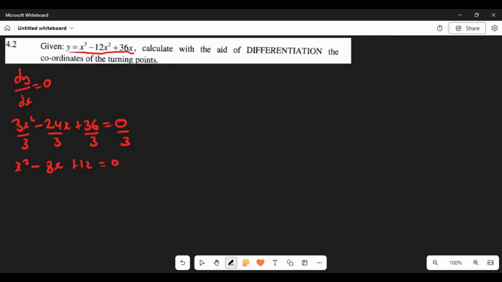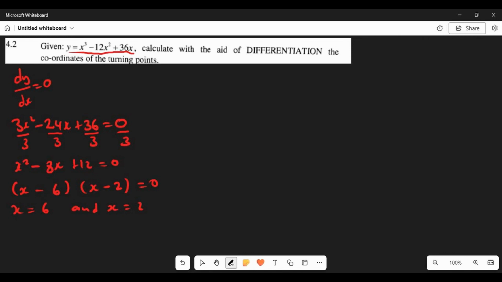So now it's time for us to solve for x. Let's factorize first. We know that x and x, when you multiply, give you x squared. Now we need to find the terms that when you multiply give you 12, but when you add give you 8. Those terms are 6 and 2. Since we have negative and positive, this is going to be negative and negative inside the brackets. So our x is going to be positive 6 and positive 2.